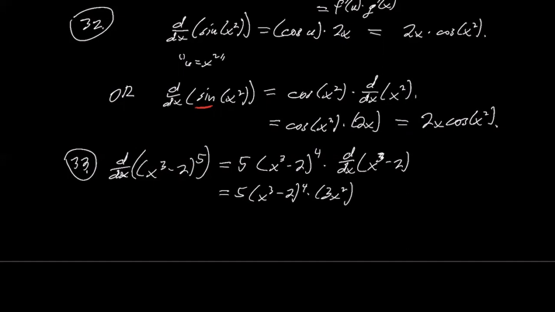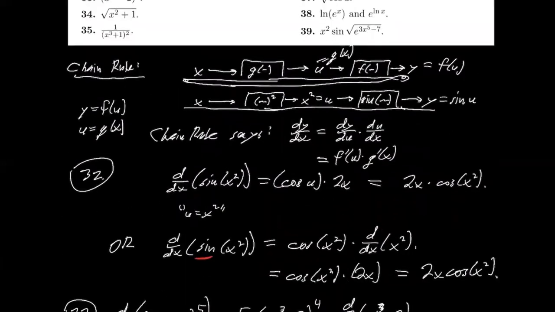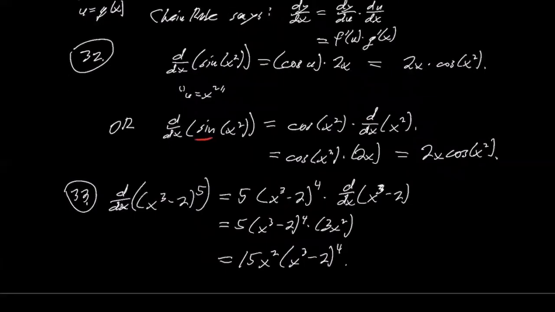Minus 2 goes away when you differentiate. So if I multiply the 3 by the 5, that's 15x squared times x cubed minus 2 quantity to the 4th. So that's an example. Okay, so it's the same process.